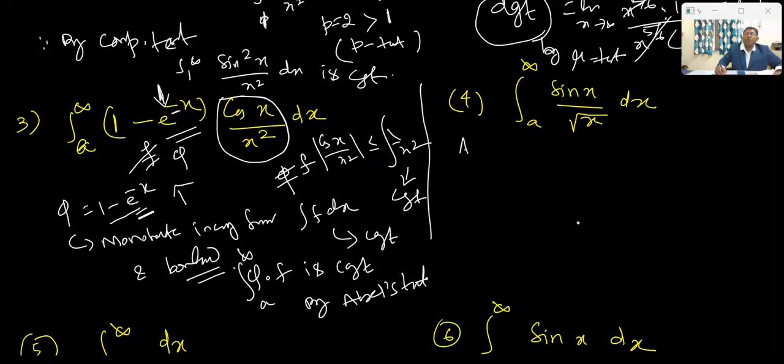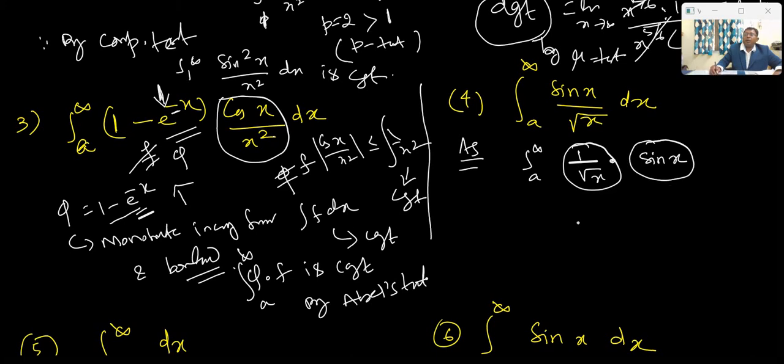So now coming to the fourth integral, can you not write it? Integral from a to infinity of 1 by root x into sin x. Let this be your f and let this be your phi. So what will happen to this? This 1 by root x will gradually decrease, and also it is bounded here. So f is monotonically decreasing, or we will just write monotonic, and bounded.